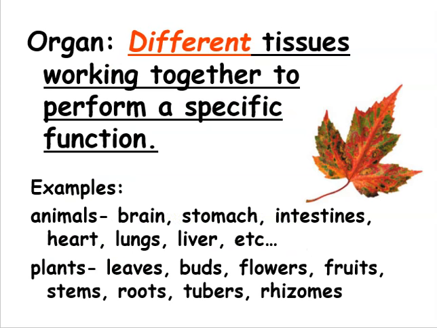And next we have organs. Organs are different tissues working together to perform a specific function. So in animals, something like a brain, stomach, intestines, heart, lungs, liver, there are a lot of different examples. In plants, something like this leaf is an organ. Or buds, that's the potential flower, and then the flower itself, the fruits, right? Flowers and fruits are part of the reproductive system of the plant. Stems are an organ, roots are an organ, tubers, which is something like a potato, right? Rhizomes, which are also involved in asexual reproduction in plants.